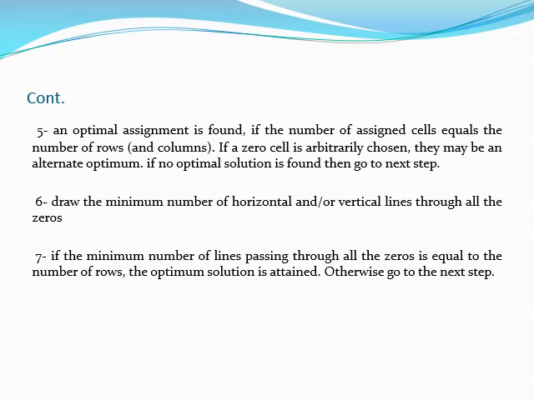Step 6. Draw the minimum number of horizontal and or vertical lines through all zeros. If the number of lines passing through all the zeros is equal to the number of rows, the optimum solution is attained. Otherwise, go to the next step.